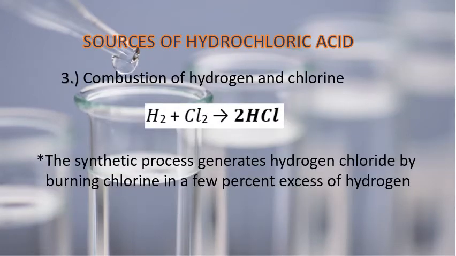Number 3. Combustion of hydrogen and chlorine. Simple reaction takes place as 1 mole of hydrogen and 1 mole of chlorine reacts to produce 2 moles of HCl. Both hydrogen and chlorine can be obtained during electrolysis of brine for manufacturing of NaOH.